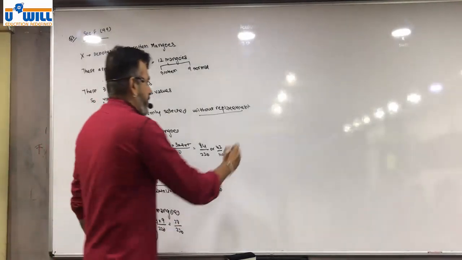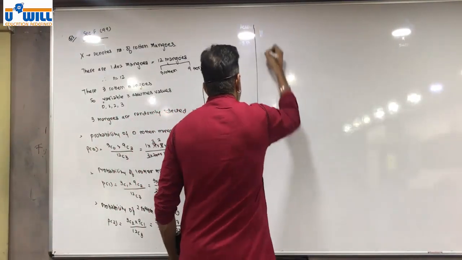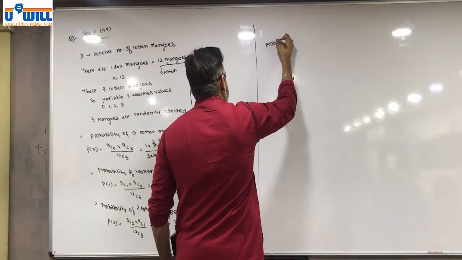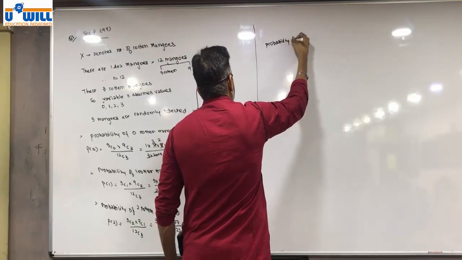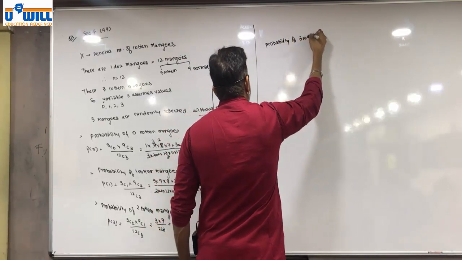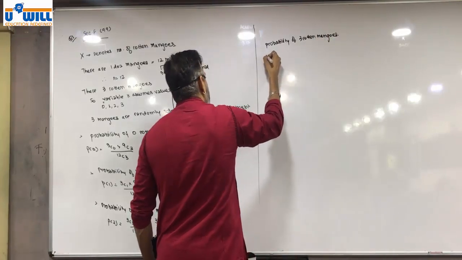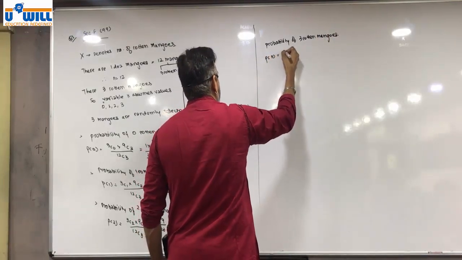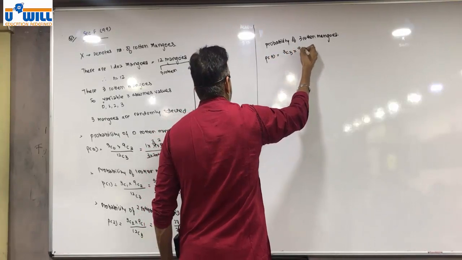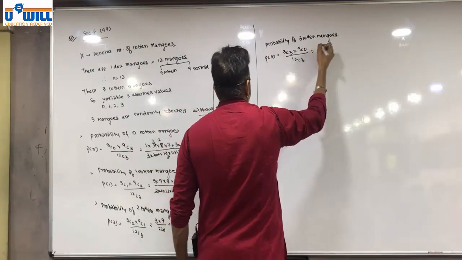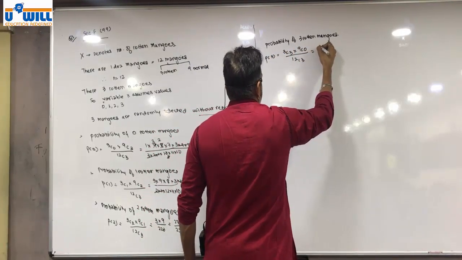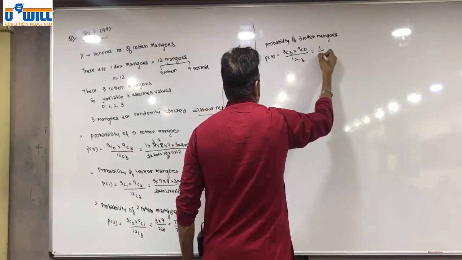Then continue. Probability of 3 rotten mangoes. Probability of 3 is 3C3 into 9C0 upon 12C3, which is equal to 3C3 is 1 upon 220.